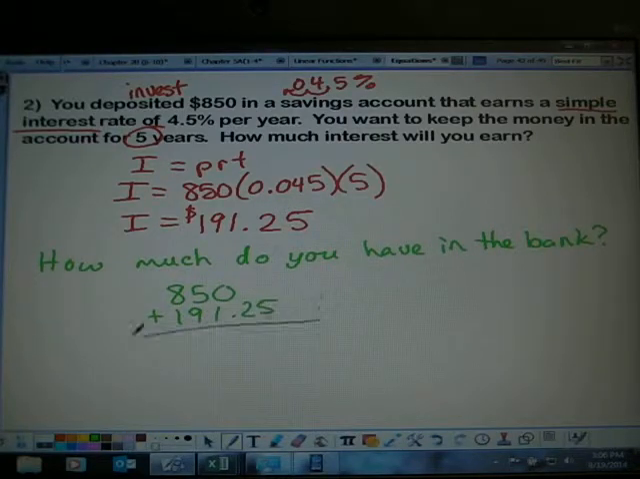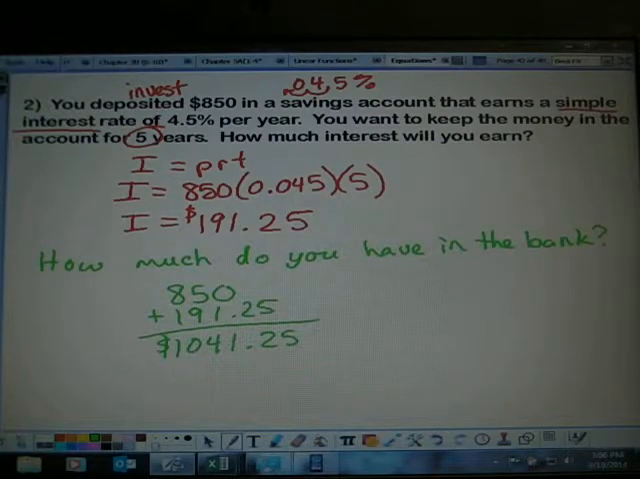So the money that you have in the bank is now $1,041.25. So just make sure you pay close attention to what the question is asking. Are they asking for the interest, or are they asking how much total money you have?